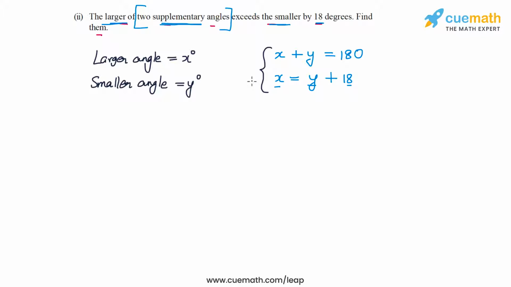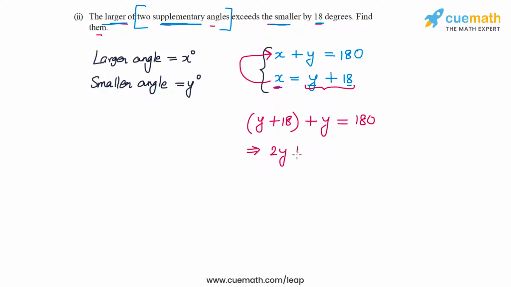Now we have to solve this pair and find the values of x and y, and we will do this using substitution. The second equation gives us x in terms of y: x is equal to y plus 18. Let's substitute this value of x into the first equation, x plus y equal to 180. Instead of x, let's write y plus 18. So this is an equation in y alone, and now let's solve it to find the value of y.